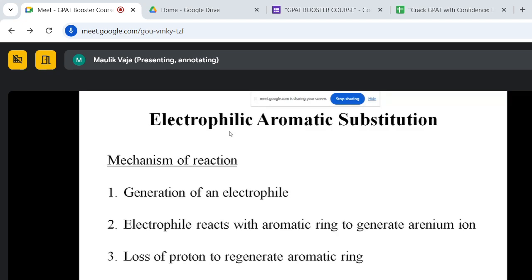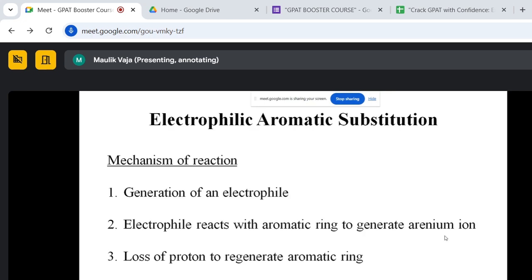In the first step, generation of an electrophile. Second step, the electrophile reacts with the aromatic ring to generate the arenium ion. Remember this word. This step is the rate determining step, the slowest step in the reaction, the second step.